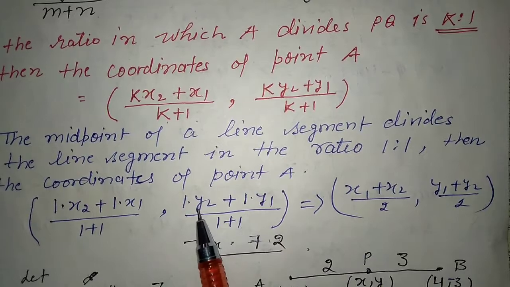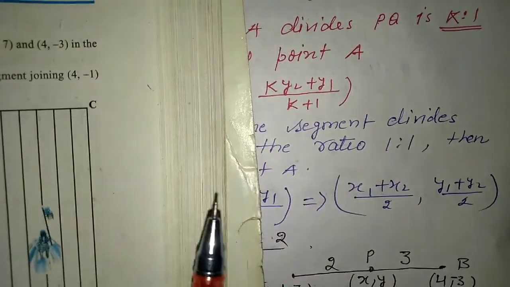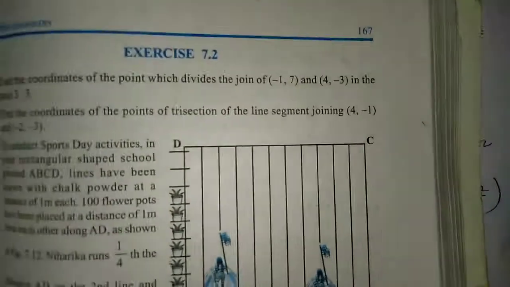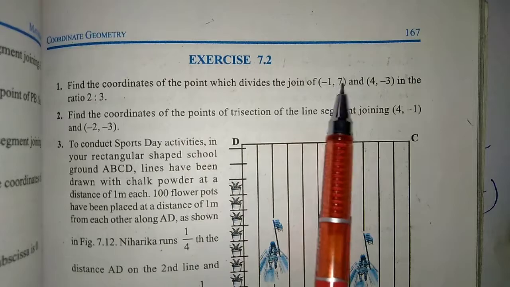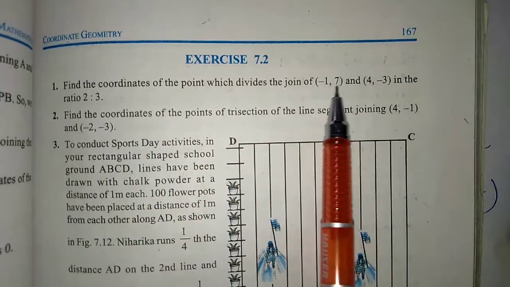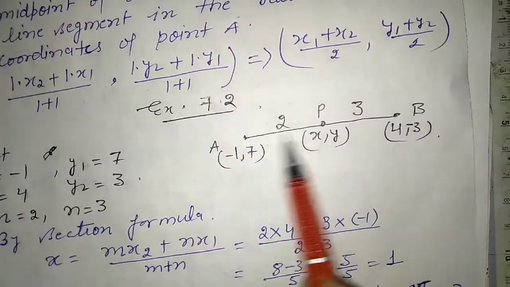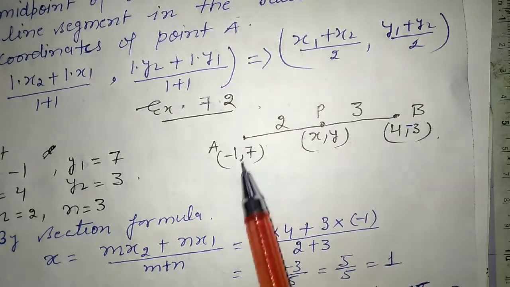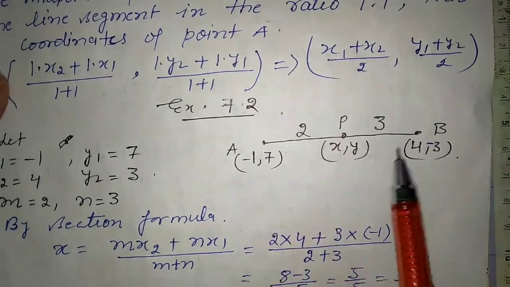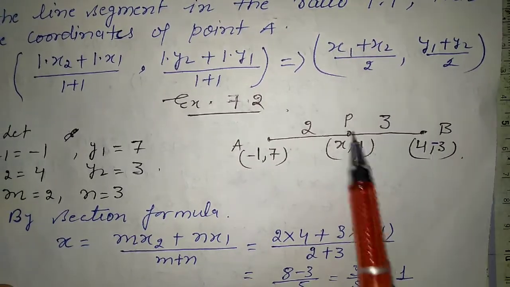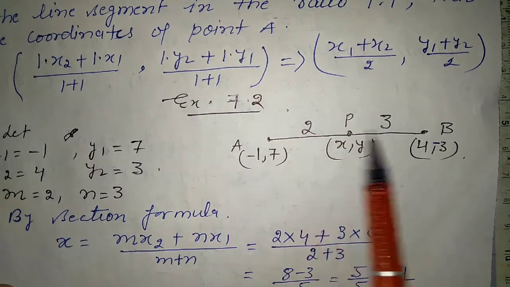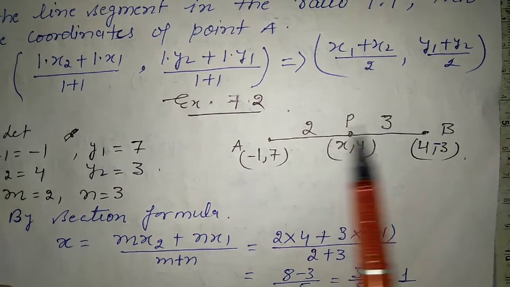Now we are going to discuss the exercise. The first question: find the coordinates of the point which divides the join of these two points in the ratio 2:3. So the points are given and the ratio is also given. The figure is like this. We have drawn A, with coordinates -1 and 7, and B, with coordinates 4 and -3. Let the coordinates of point P be x and y. It divides the line segment AB in the ratio 2:3.